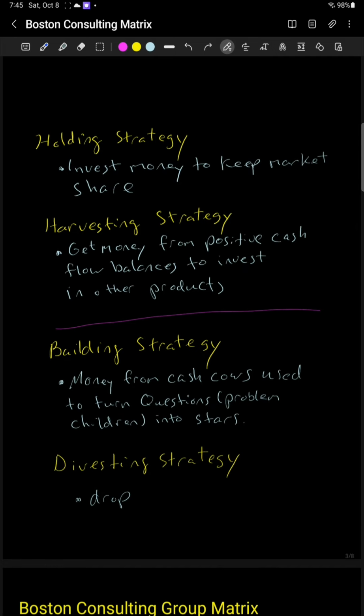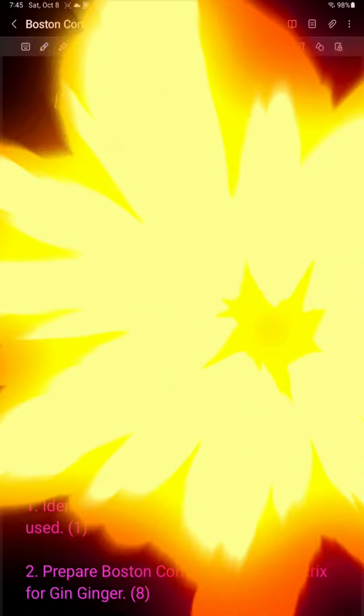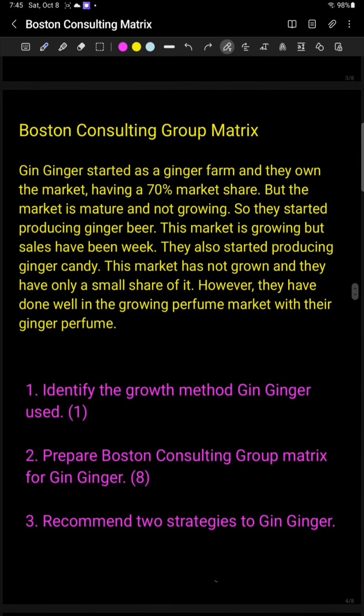So now let's take a look at a question that's kind of like you would get on an IB exam. Gin Ginger started as a ginger farm and they own the market, having 70% market share, but that market is mature and not growing. So they started producing ginger beer. This market is growing, but sales have been weak. Anyway, they also started producing ginger candy. This market has not grown and they have only a small share of it. However, they have done well in the growing perfume market with their ginger perfume.